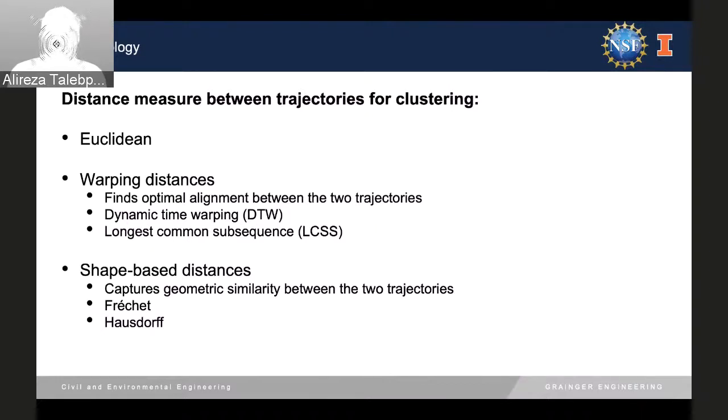There's also another one, longest common subsequence, LCSS, which is another warping distance. We also use shape-based distances. I can't really pronounce it, I'll butcher the name, but Fréchet and Hausdorff. These look at the similarity in the geometry of the two trajectories. So it looks at how similar they are from the geometric perspective, not just trying to match the points together. Both of these approaches get rid of the challenge of inconsistent or different trajectory durations.